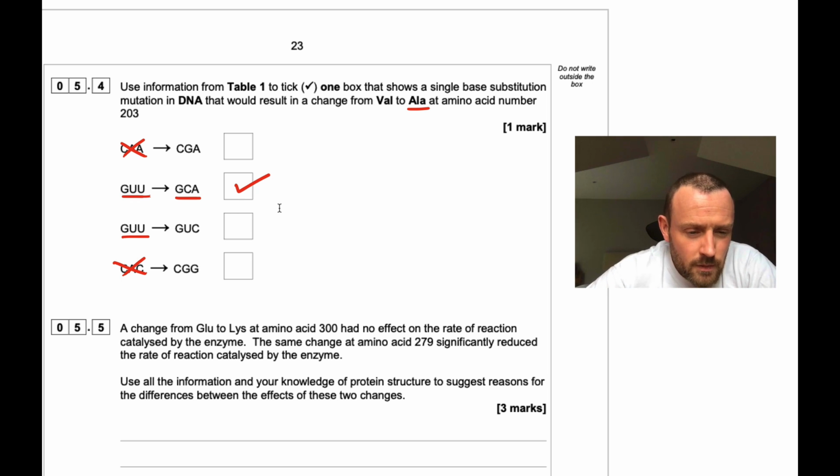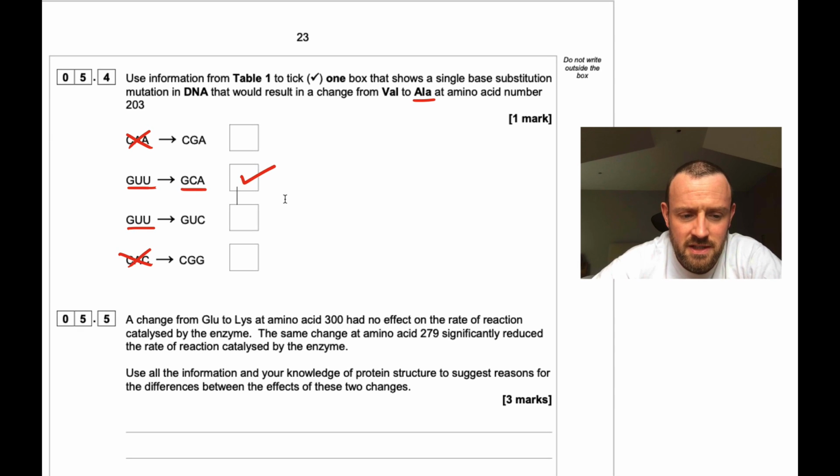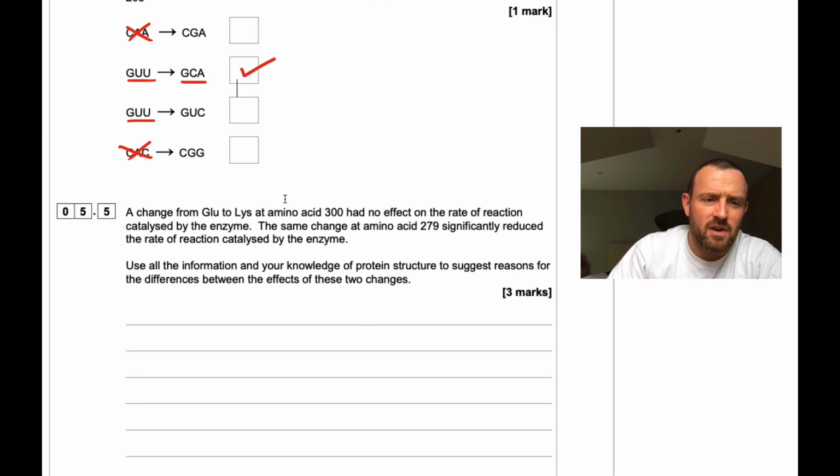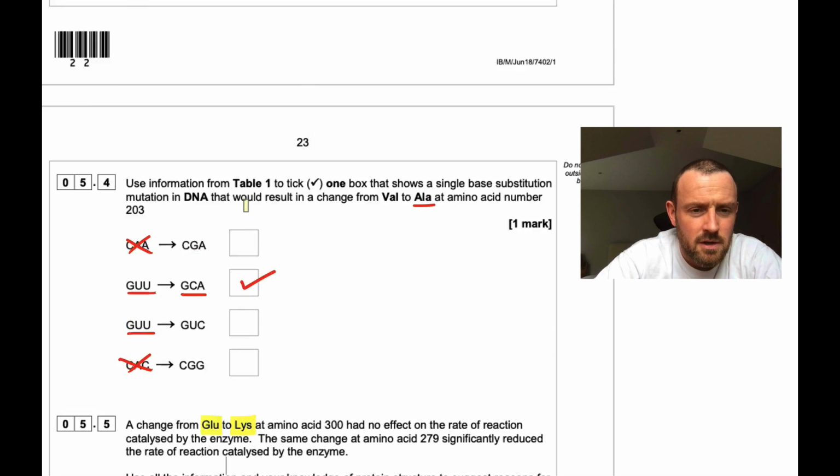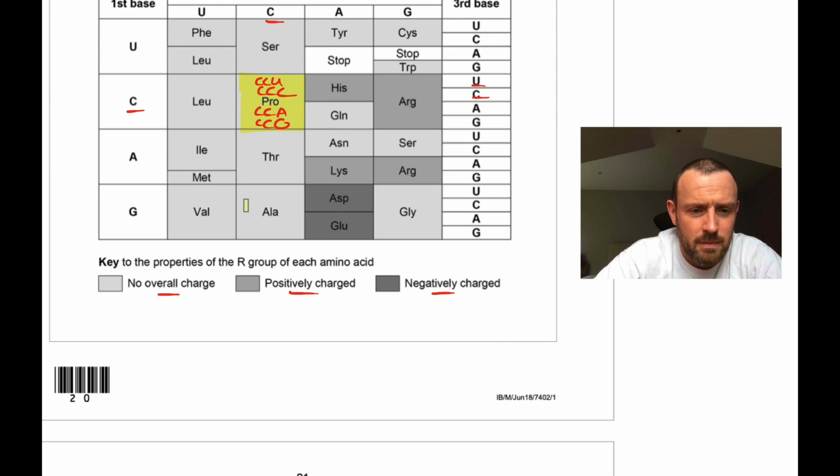Okay, a change from glutamate to lysine, amino acid 300 had no effect on the rate of reaction catalyzed by the enzyme, whereas the same change at amino acid 279 significantly reduced the rate of reaction catalyzed by the enzyme. Use all the information in your knowledge of protein structure to suggest reasons for the differences between the effect of these 2 changes. Okay, well, there's 3 marks here. First, I think we want to talk a little bit about what this glutamate to lysine change is. So let's go and look at the table again, glutamate to lysine.